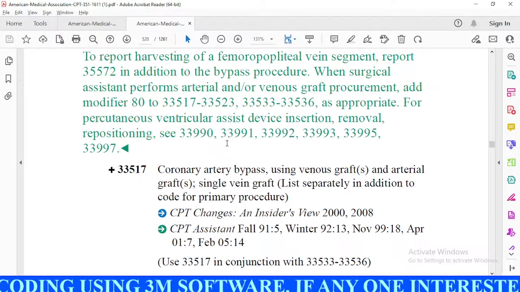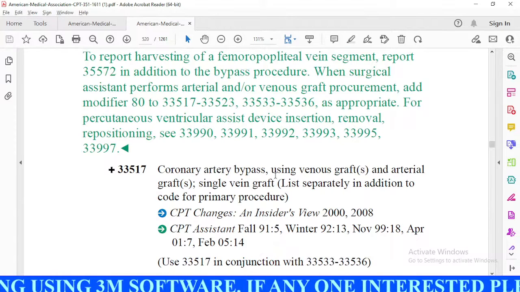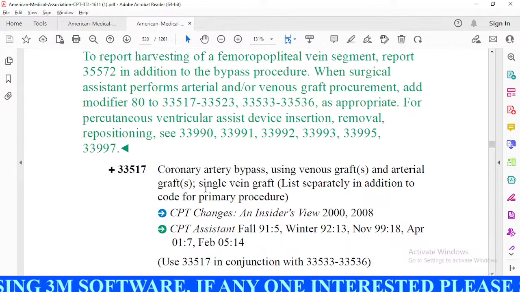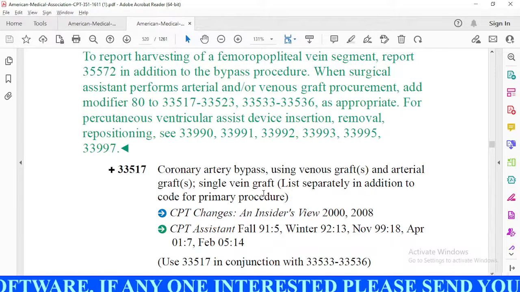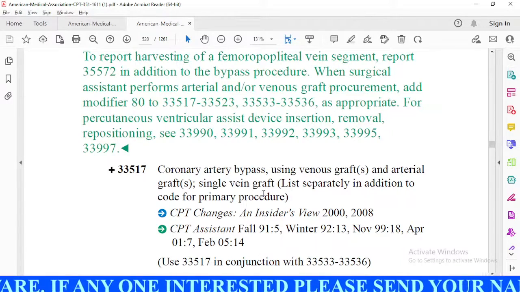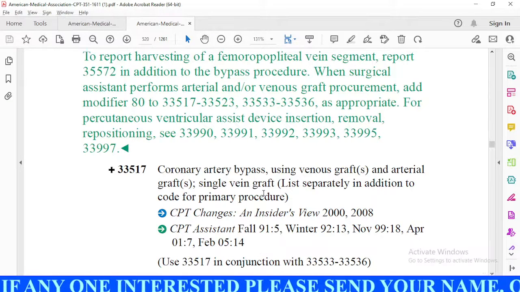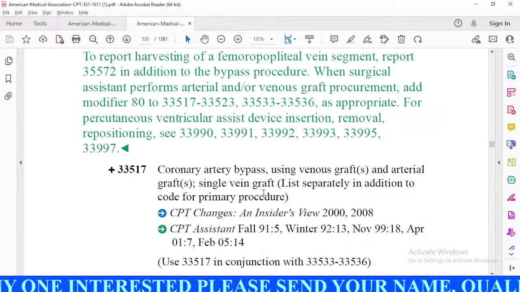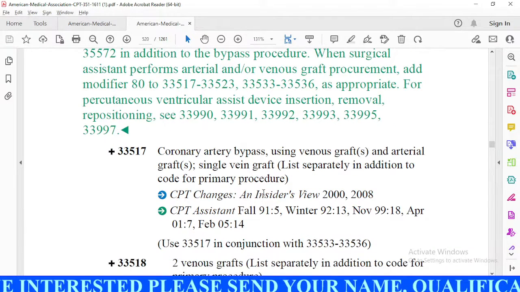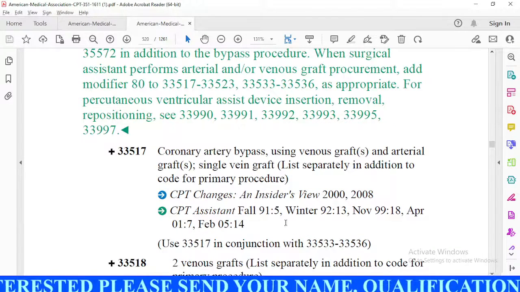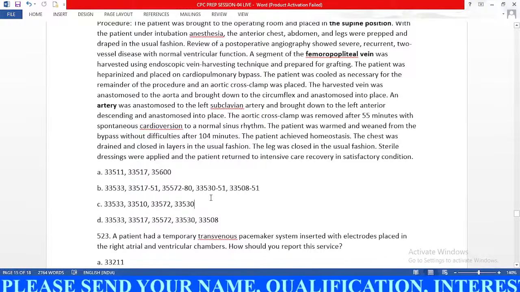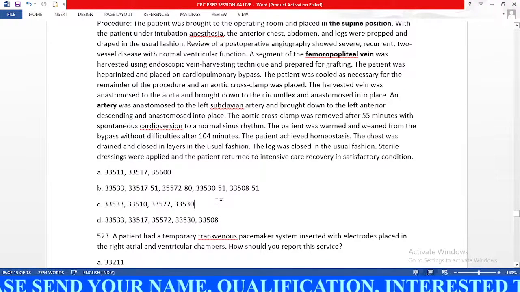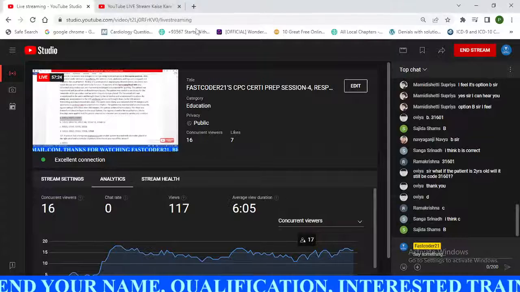So what is 33517? Coronary artery bypass using venous graft and arterial graft, single vein graft. As we have discussed initially, if the physician performs bypass using an artery and vein, we need to use a combination code along with arterial bypass. So here 33517 is also correct. Next, 35600. We will check here.